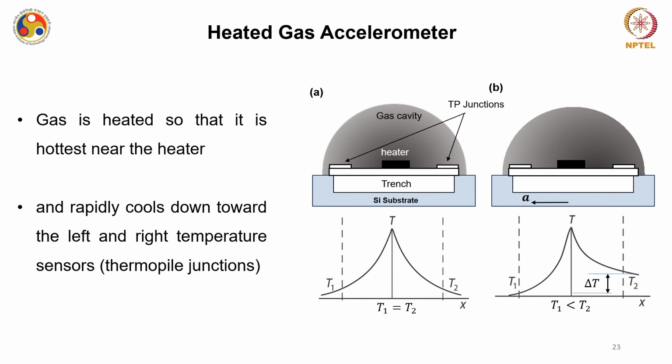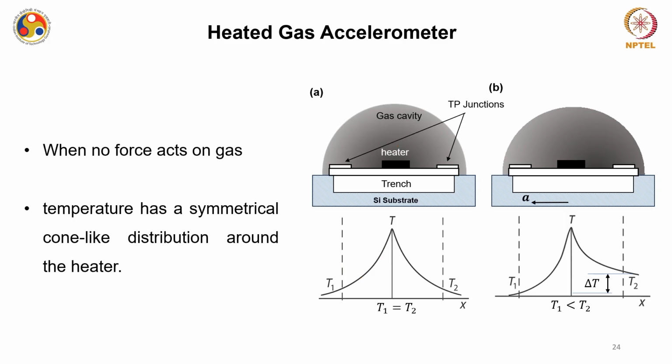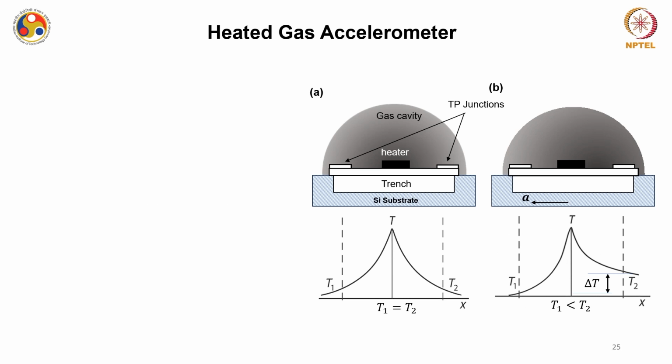Now the gas is heated so that it is hottest near the heater and rapidly cools down towards the left and right temperature sensors, which is our ideal case. Of course, it will not be exactly so, there will be gradients and it may not follow this particular graph, but for simplicity we are assuming this. When no force is acting on it, the temperature has a symmetrical cone-like distribution that we have just seen.